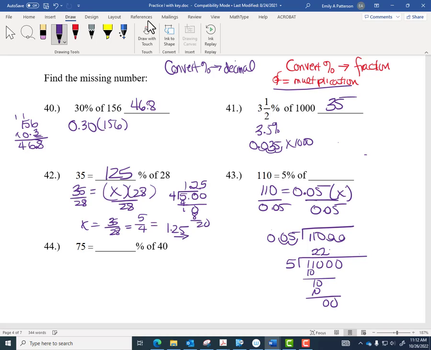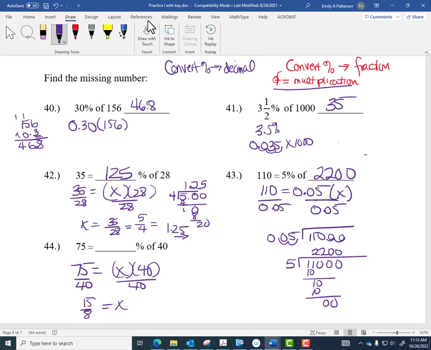And then we have zeros finishing it out. So this is 2,200. Then this last one, again, this is 75 is equal to a value times 40. And we're dividing both sides by 40. We can reduce our fractions, dividing top and bottom by 5 just a little bit. So we have x is equal to, dividing top and bottom by 5, 15 over 8.